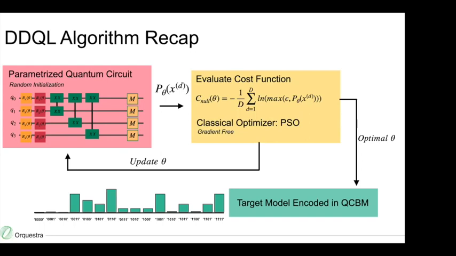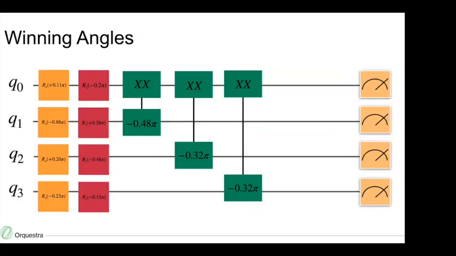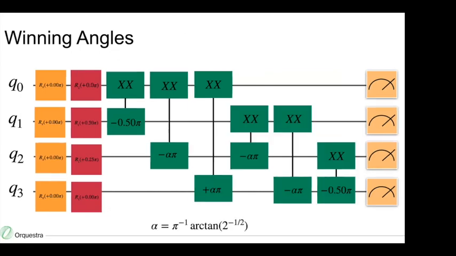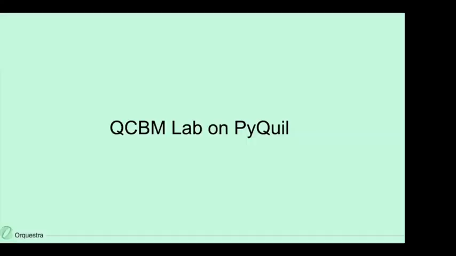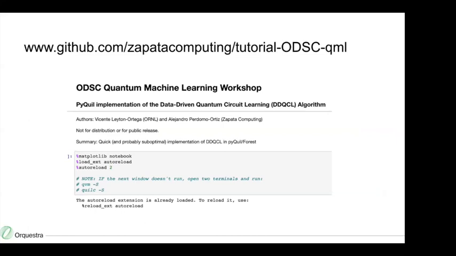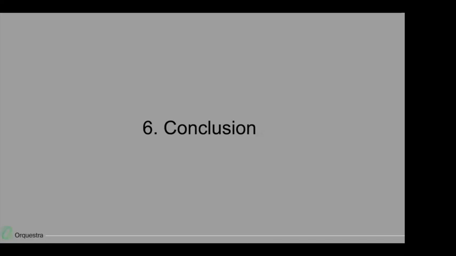until one day you get the perfect angles that fit your distribution beautifully, or at least the closest you can. To give you an idea of the labs, these are the winning angles for, I believe, bars and stripes, and with the all-to-all connections, which is the best one, these are the winning angles. And yeah, feel free to try the lab on PyQuil, which has this algorithm. You can play with the error functions, play with the training, et cetera. And yeah, that's pretty much it.